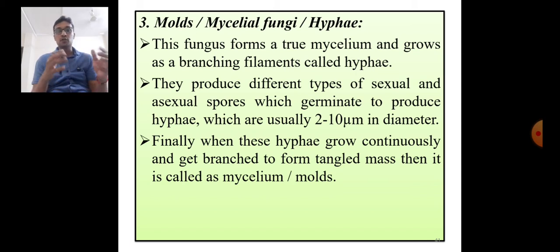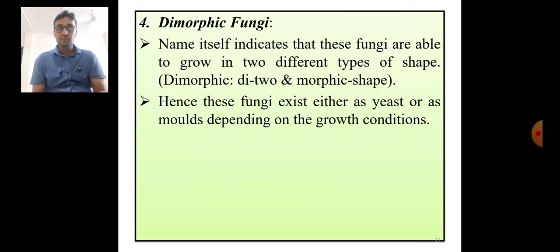And this hyphae grows continuously in the form of branches to form a tangled mass, which is called the mycelium, or which is called the mold. So this was the third class of the fungi, that is the mold, mycelial fungi or the hyphae. Now the fourth and last class on the basis of morphology, that is the dimorphic fungi.